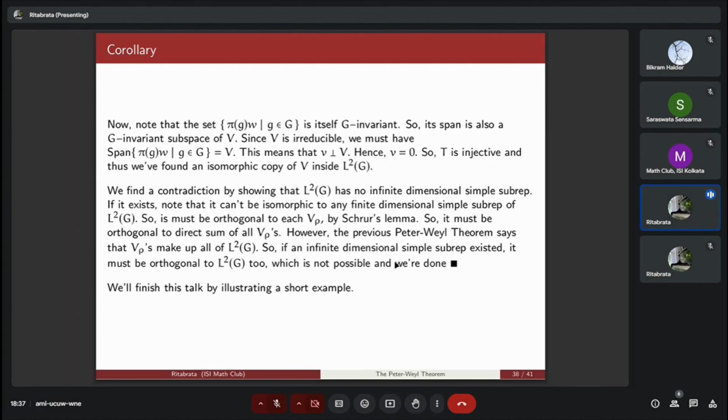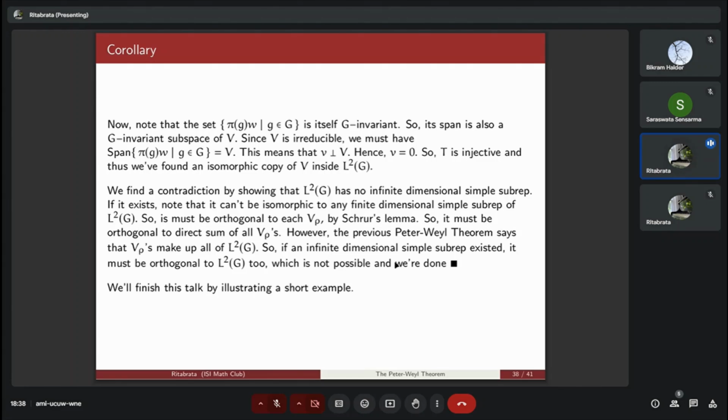This is what we mean by L2(G) being so big, because for all irreducible representations, finite or infinite, it doesn't matter, we can find a copy inside L2(G). Now we find a contradiction by showing that L2(G) has no infinite dimensional simple subrepresentation. If it exists, it cannot be isomorphic to any finite dimensional simple subrepresentation of L2(G), because an infinite dimensional space cannot be isomorphic to a finite dimensional space, of course.